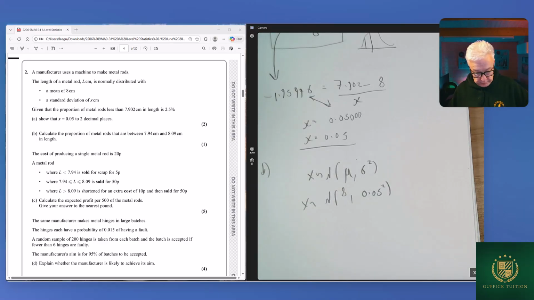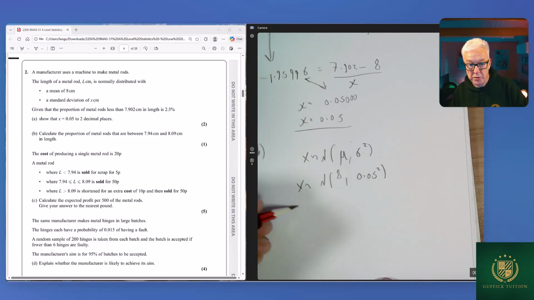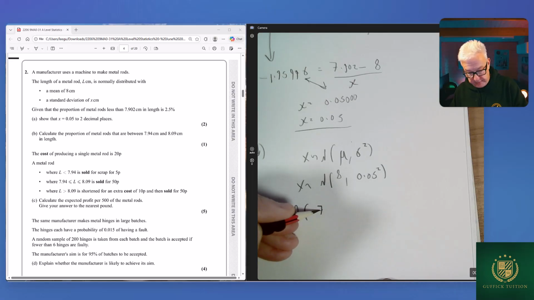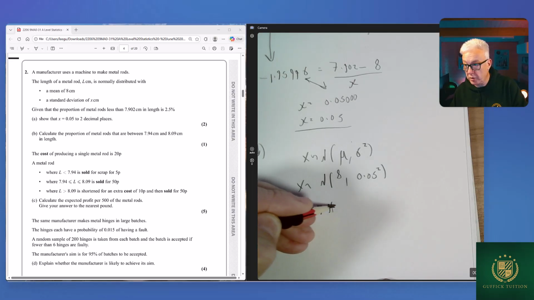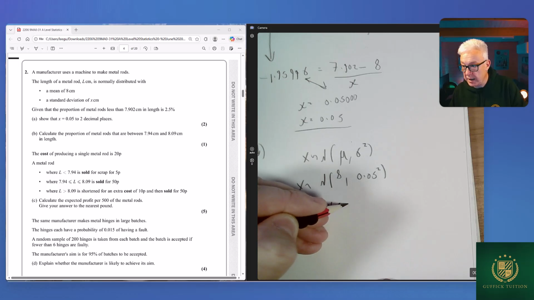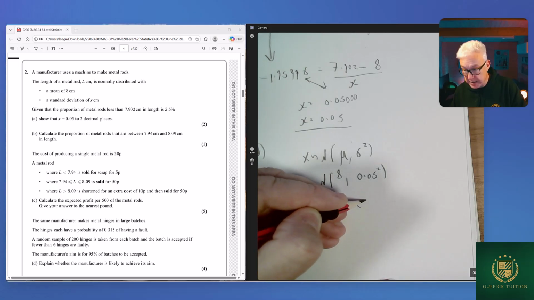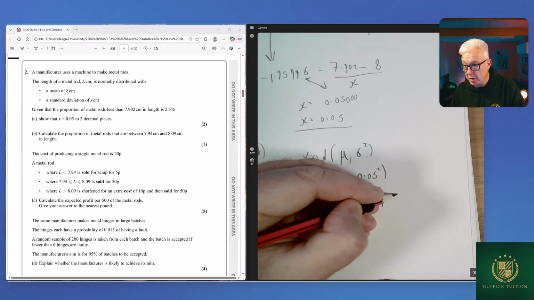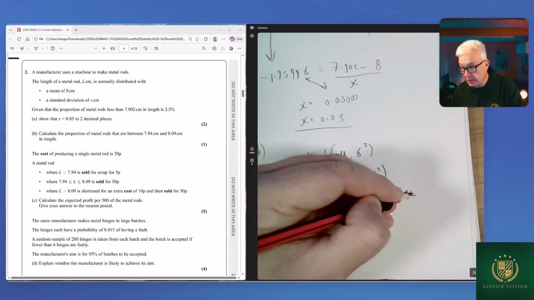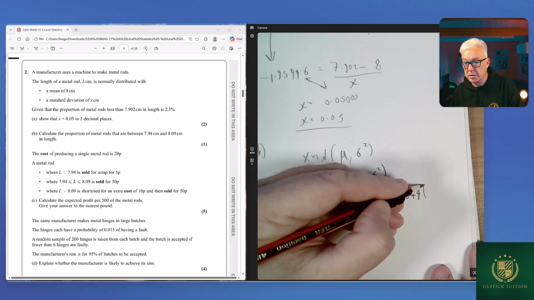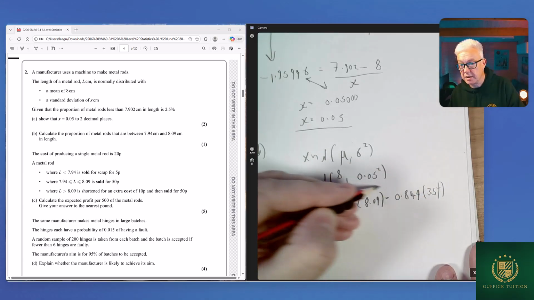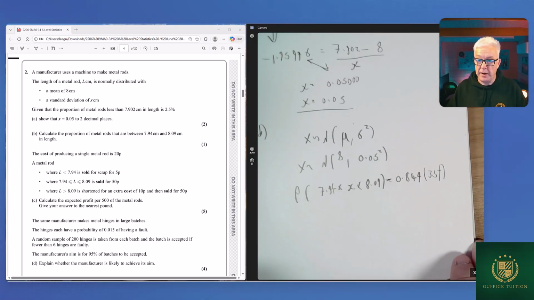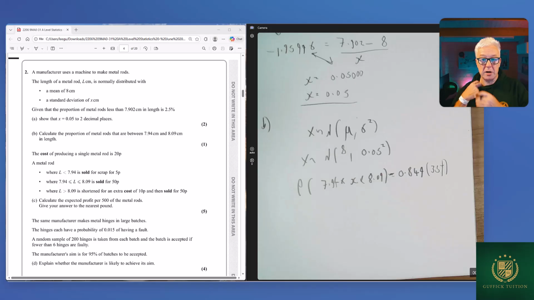We can work that out and we get that the answer we're after is 0.849. So therefore, the probability that 7.94 is less than X is less than 8.09 is equal to 0.849 to 3 significant figures. Perfect, so that's our part B done. So 3 marks done there.